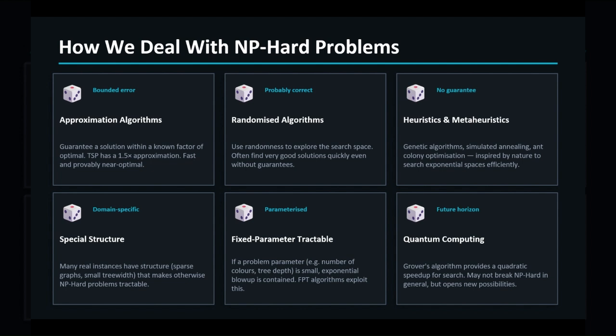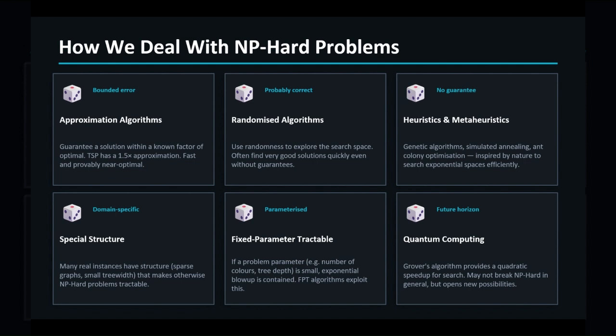That's oftentimes enough. Randomized algorithms use chance to explore the search space. They often find excellent solutions very quickly, even without guarantees. Heuristics, genetic algorithms, simulated annealing, ant colony optimization mimic processes in nature to search huge spaces efficiently. No proof of quality, but in practice, often remarkable results.